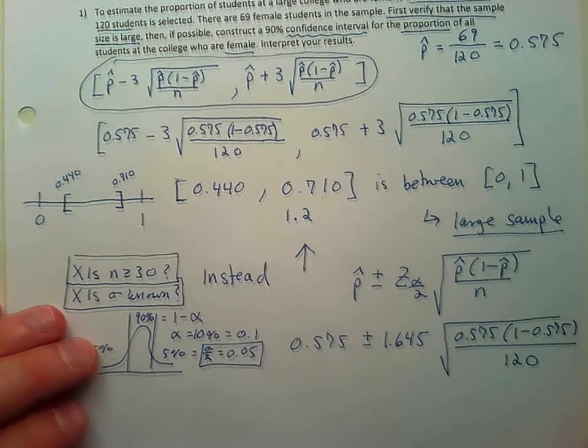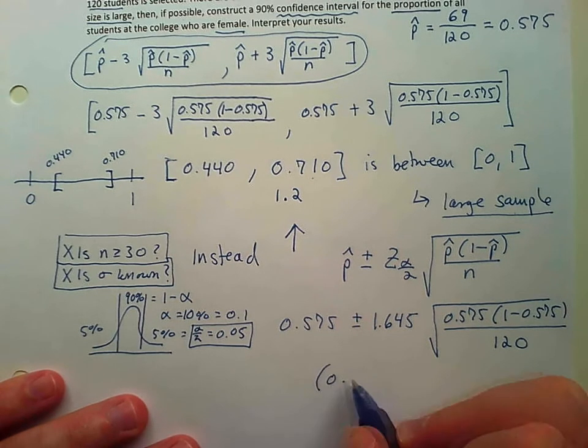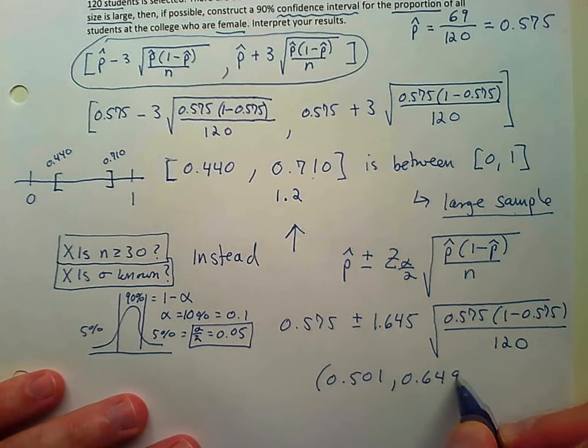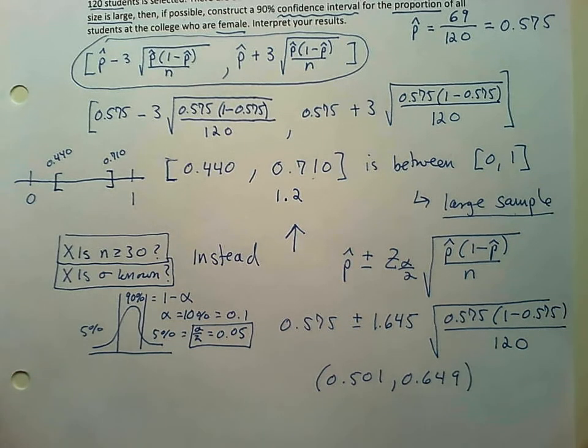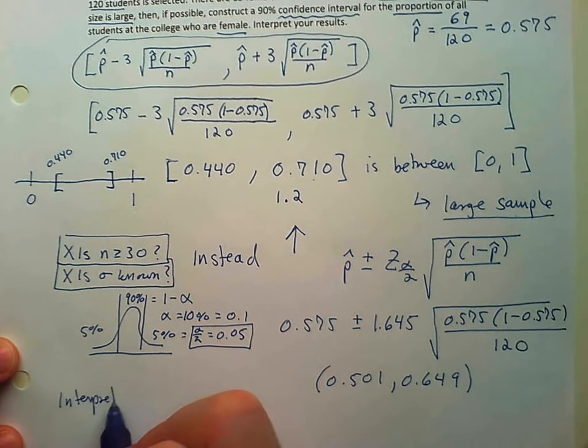Alright, now, if you do this arithmetic, we get that this comes out to 0.501 to 0.649. And now, this is our confidence interval. So therefore, our interpretation for this is this.